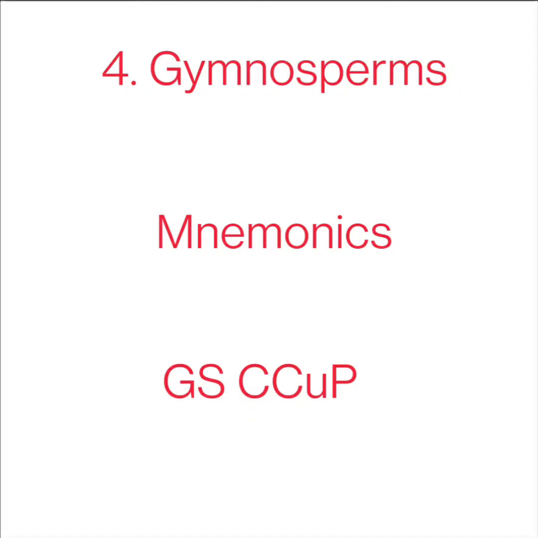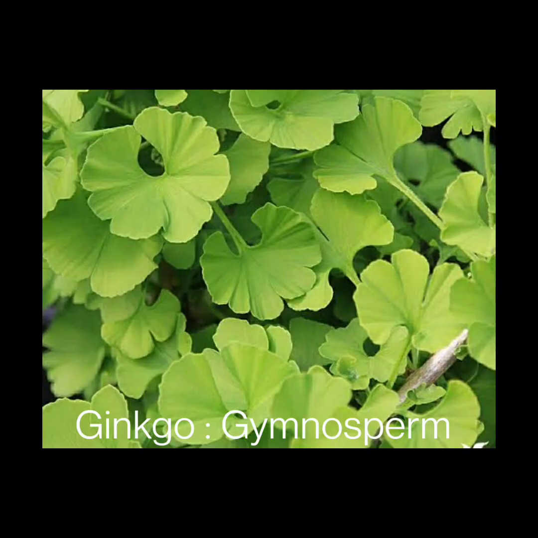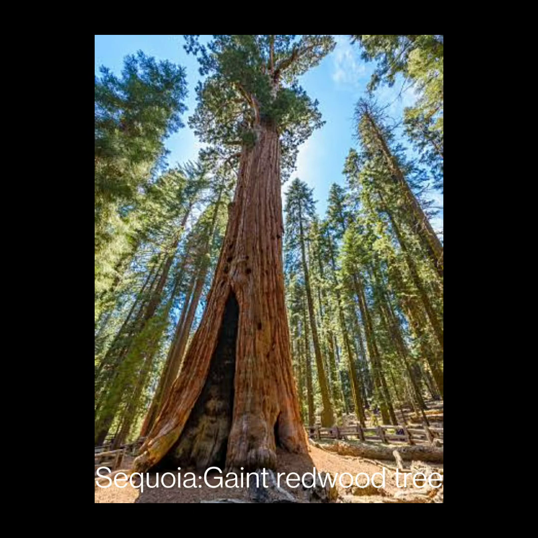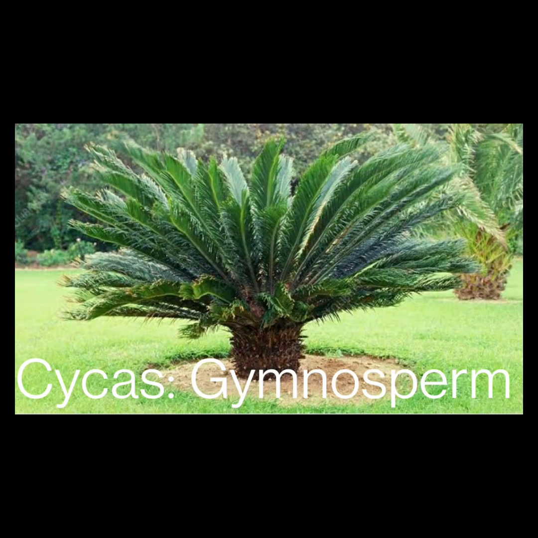Coming to Gymnosperms, the mnemonic is GSCCUP. G for Ginkgo. It has simple lobed leaves. We can see here beautiful leaves of Ginkgo. Then S for Sequoia, tallest tree of Gymnosperms. And C for Cycas. We can see the cycas tree here.